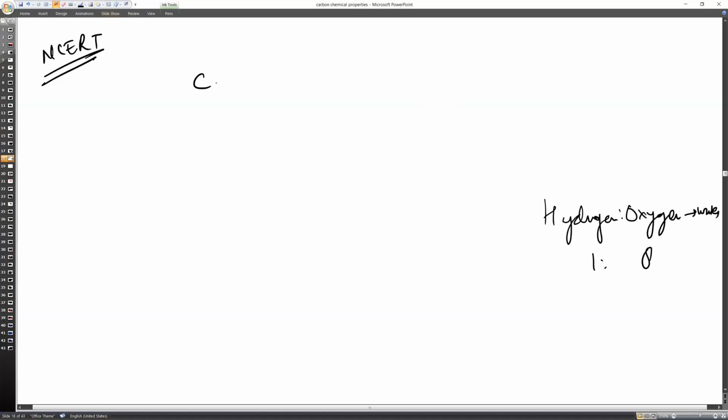Carbon and oxygen. Find out this one first. The simplest ratio of carbon and oxygen. Find out fast.